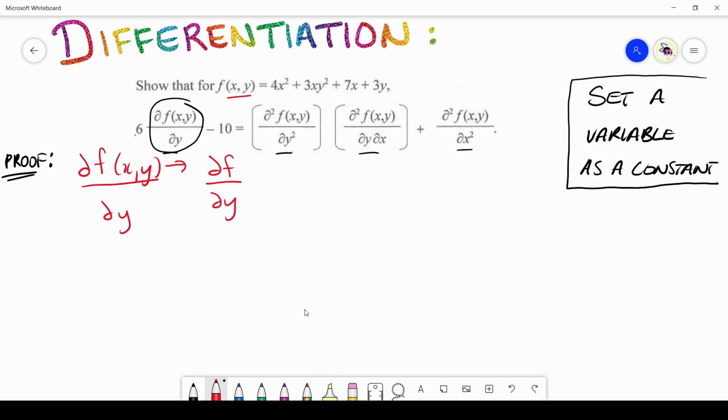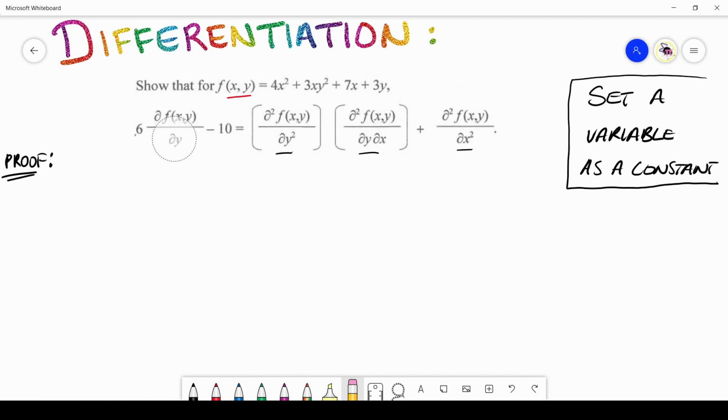If it helps, you can rewrite some of these things. You state that you understand your question is in terms of two variables at the very beginning, and then after that, you can continue with a shortened form. So I am going to start out my question like this. I'm going to write ∂f(x,y) over ∂y. I'm going to write down that I understand this is just ∂f/∂y, so my examiner knows that I have that understanding.